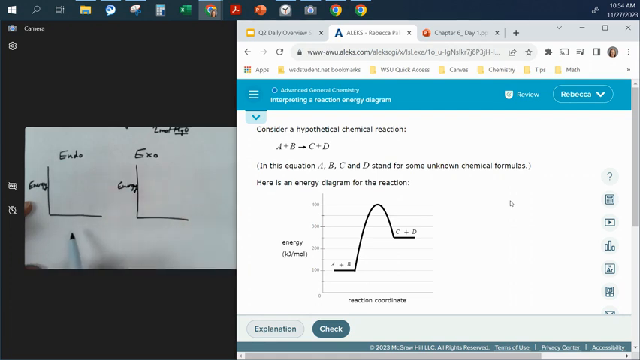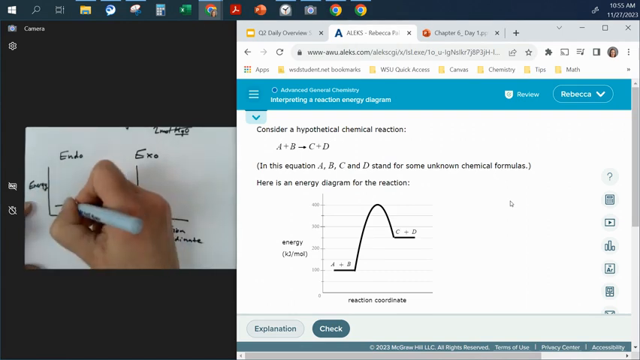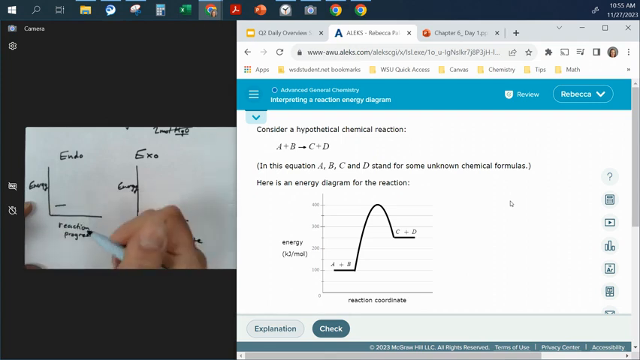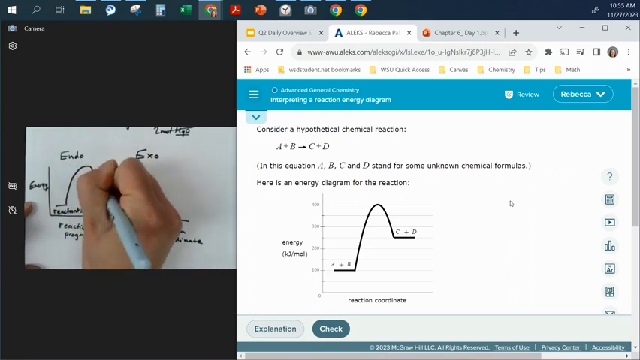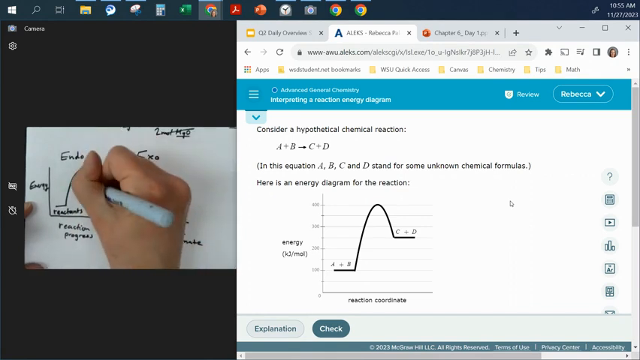And then on the x-axis, this is the reaction progress. Or they're talking about, this is called the reaction coordinate, either way. So reaction coordinate diagram. So if it's endothermic, that means we had to put energy into the reaction. So this first level is the reactants, where our reaction starts. And where our reaction ends is the products.